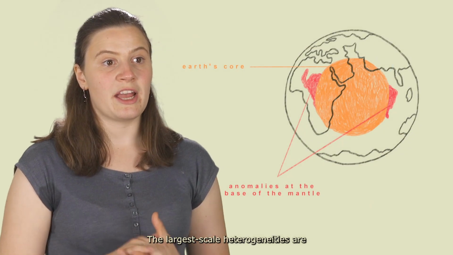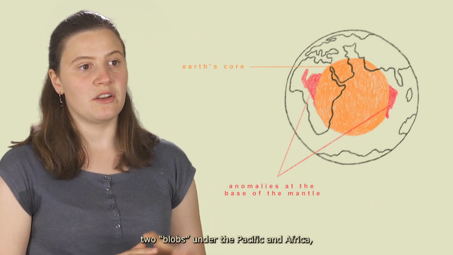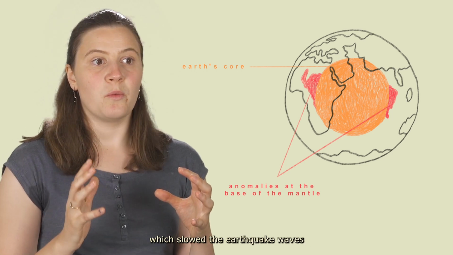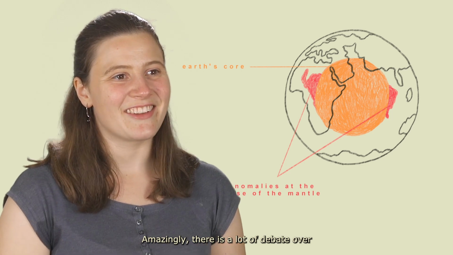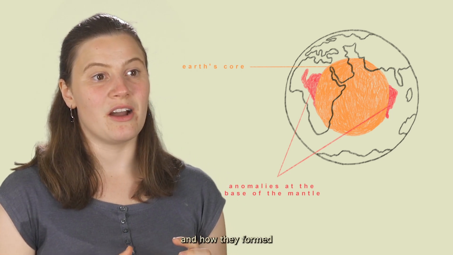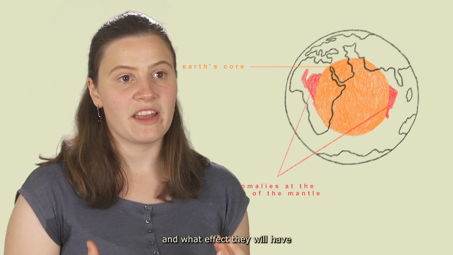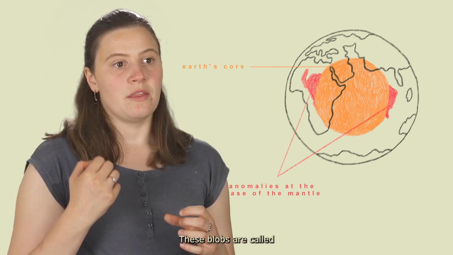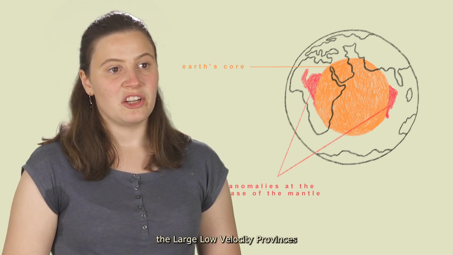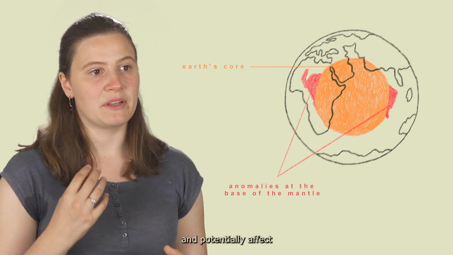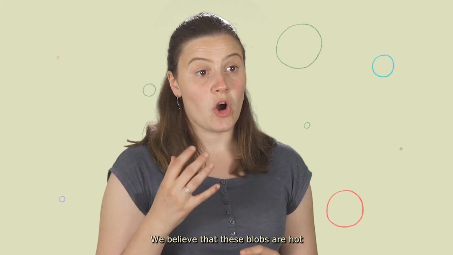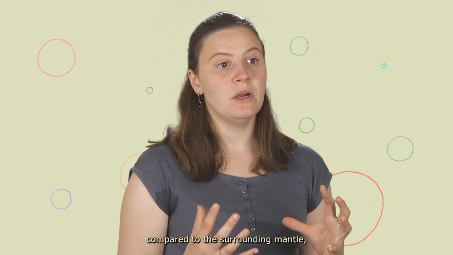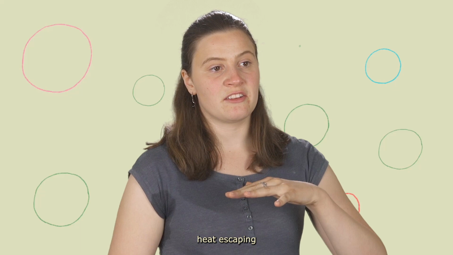The largest scale heterogeneities are two blobs under the Pacific and Africa, which slow the earthquake waves that pass through them. Amazingly, there is a lot of debate over what these blobs are and how they formed, and what effect they will have on the core field. These blobs are called the large low-velocity provinces and potentially affect the magnetic field generated. We believe that these blobs are hot compared to the surrounding mantle, which would mean that there is less heat escaping from the core underneath these regions.